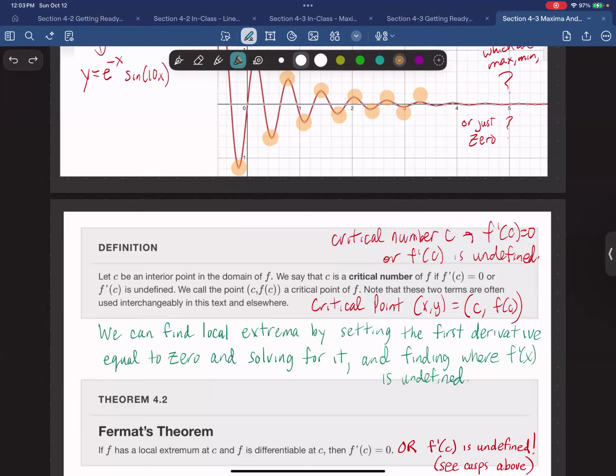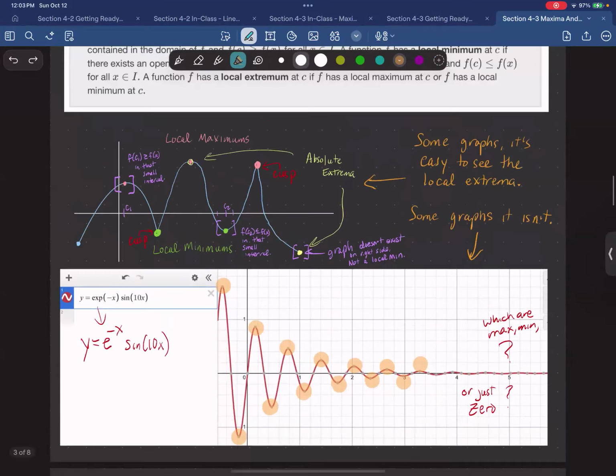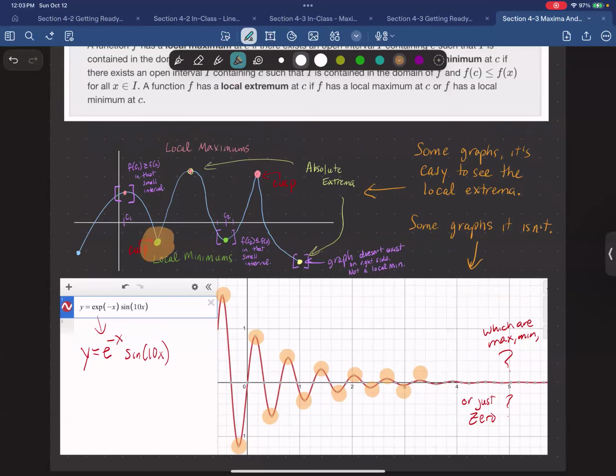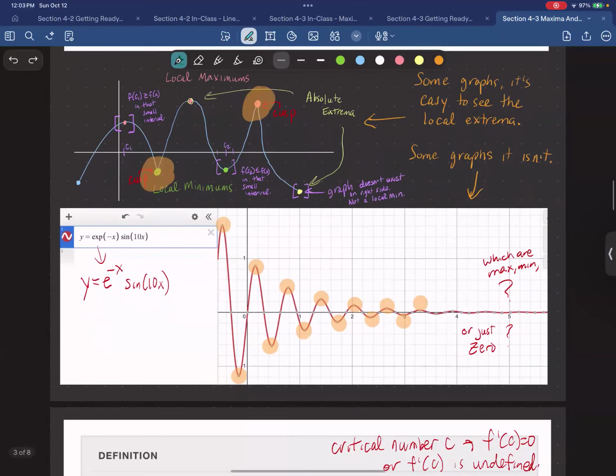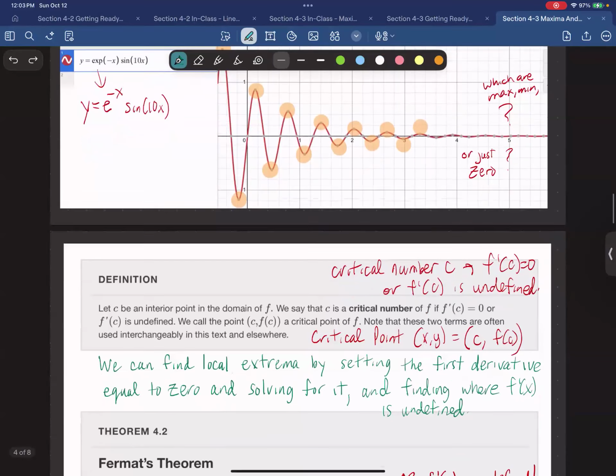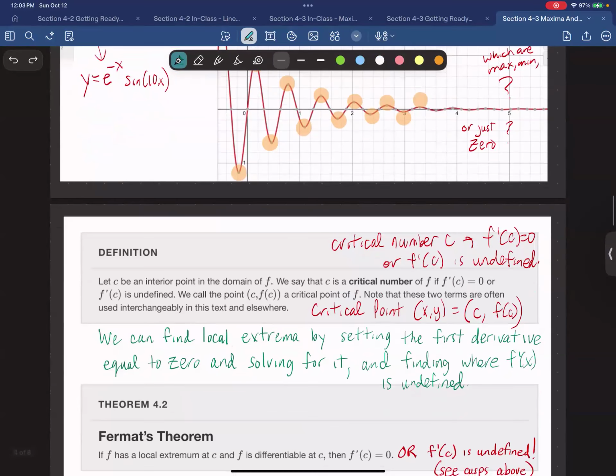But we do have this information right here that says the undefined part. And we saw those up above on the cusps, where the derivative is undefined, kind of like the absolute value of x. Absolute value of x doesn't have a derivative at 0, but it has a minimum there.